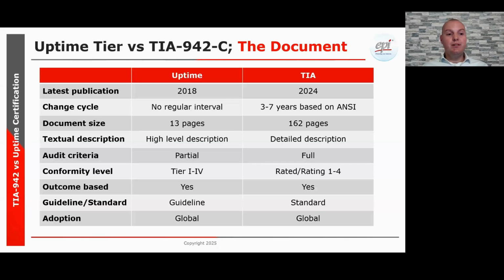The topology that both organizations use is more or less in the same direction. Uptime uses tiers, where TIA uses rated, and both have 1 until 4. Both are outcome-based, and the guideline or standard use is for Uptime as guideline and for TIA as standard. And of course, both of them are globally adopted.